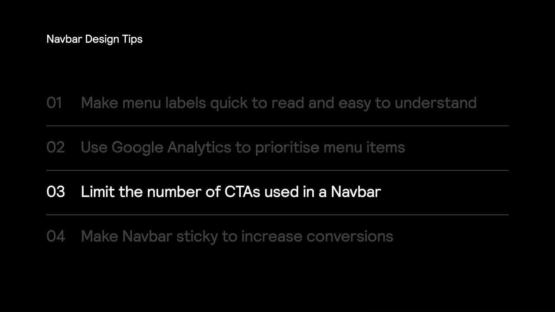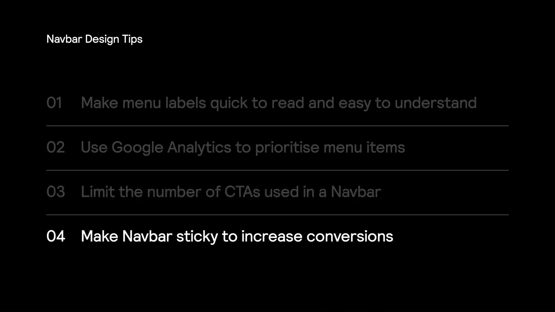And tip number 3 is to limit the number of CTAs used in a navbar. You want to basically limit the amount of options people have. If you just have one CTA, make that call to action super clear. Guarantee you it will increase conversions. And then the last tip is, if the goal of the web page is to drive sales, keep that CTA button sticky and accessible at all times. Make sure that it's fixed and it's always visible on screen.